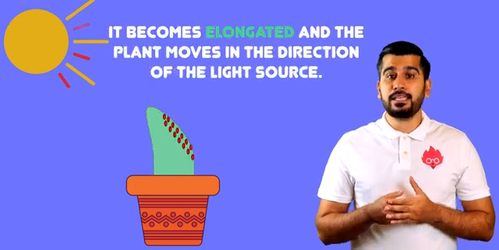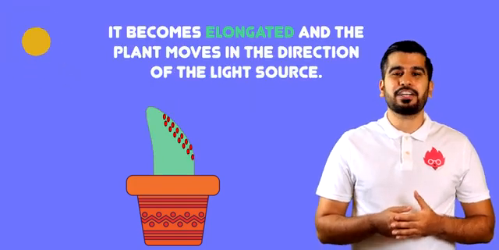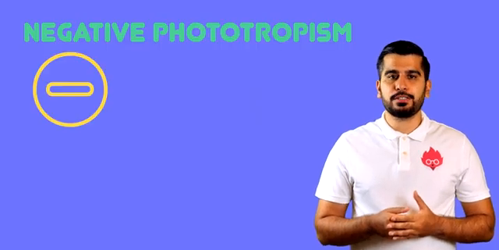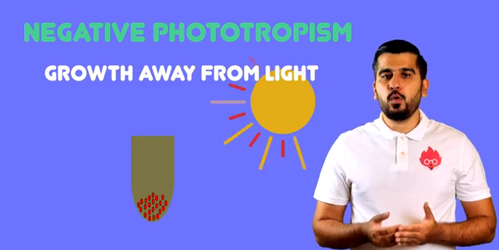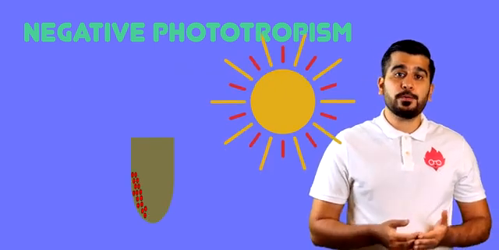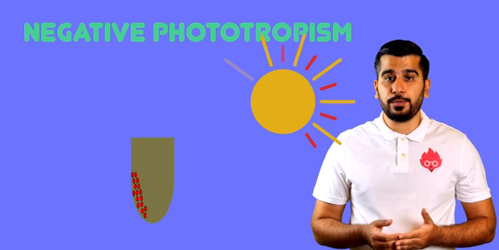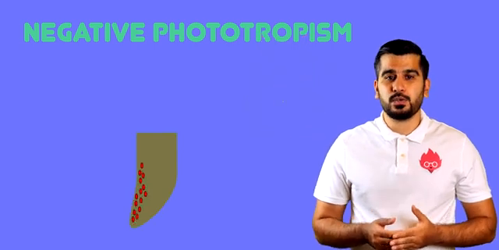As this side of the plant is growing faster, it becomes elongated and the plant moves in the direction of the light source. The root tips, however, will show negative phototropism, which is growth away from light. This is because the shaded side will have more auxin, but instead of causing it to grow faster, it will slow down growth. So the root tips will grow away from the light source.